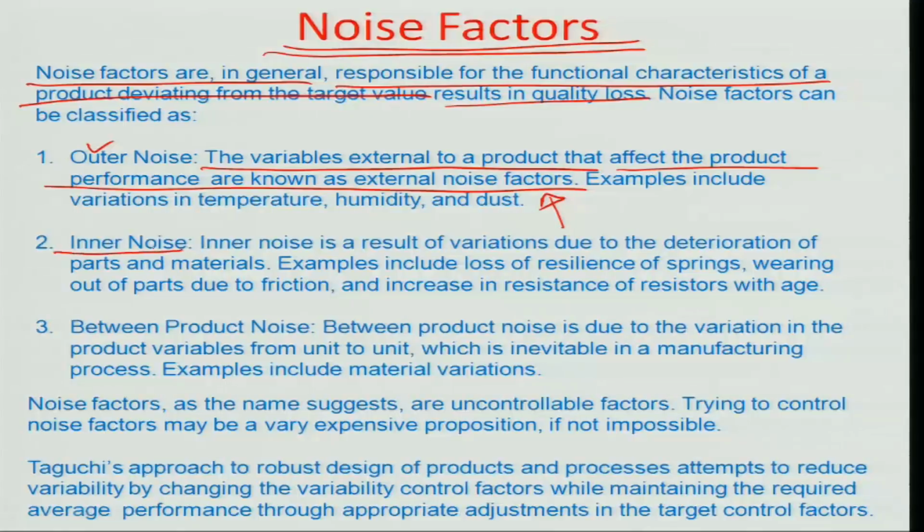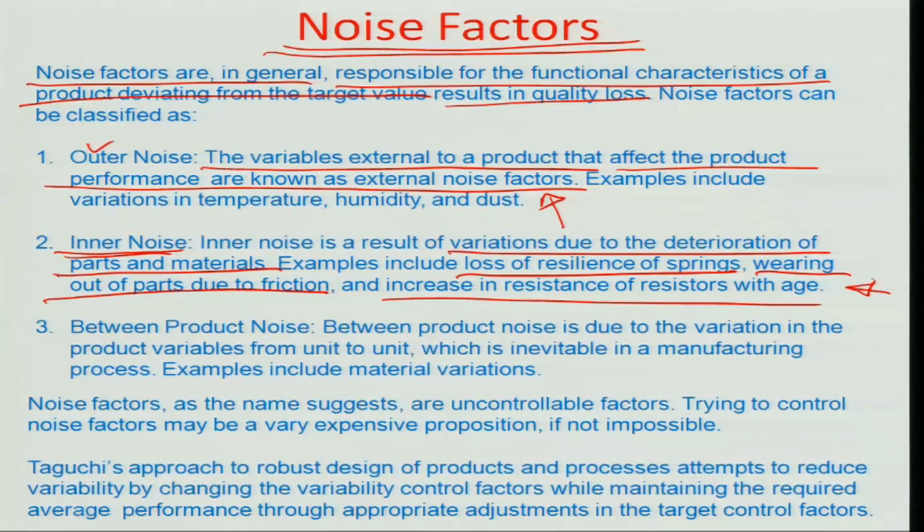Inner noises are the variations due to deterioration of the parts or materials themselves. For example, you can have a natural loss in resilience of springs as they are subjected to repeated cycles of use because of fatigue or other engineering phenomena. You can have a gradual wearing out of parts due to friction because of multiple usage of the parts while in assembly. And you can have an increase in resistance of resistors with age, which is beyond your control. This is called the inner noise, which gets generated because of more cycles of usage of a certain product.